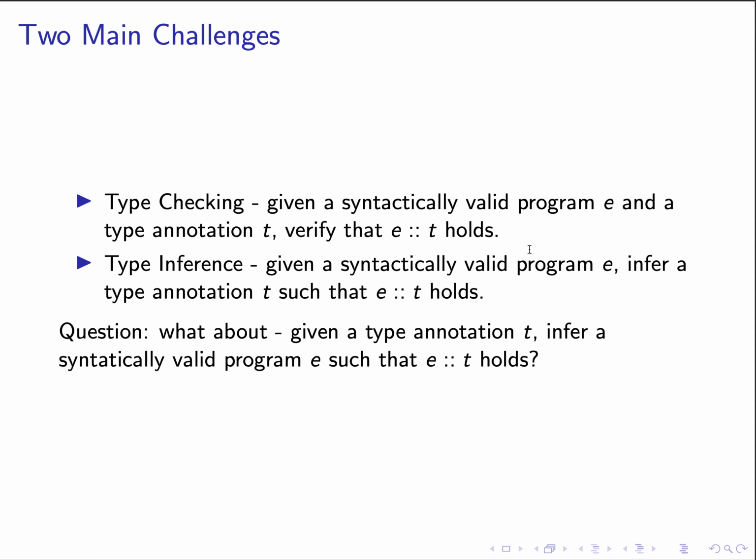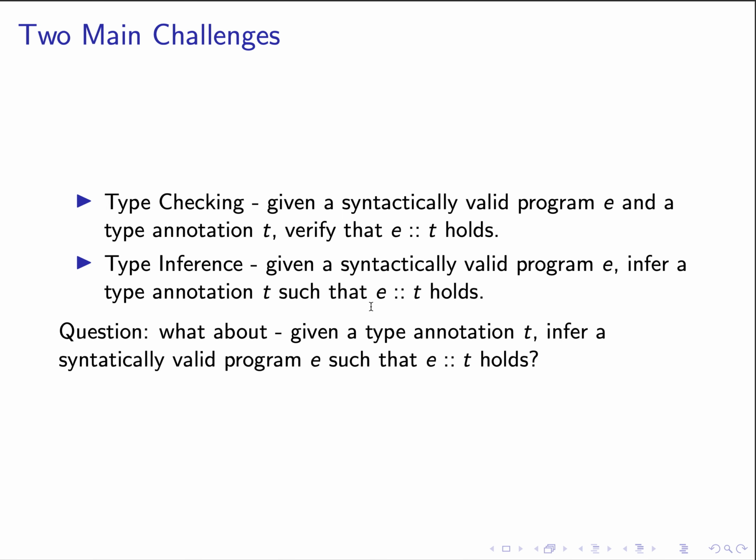There are two main challenges or two main tasks that you need to perform. One is that given a syntactically valid program E and the type annotation provided by the programmer, to verify that the given program and the type annotation indeed match or hold. The second task that a type system often needs to perform is called type inference, that is, given a syntactically valid program E, in the absence of type annotation T, we try to produce the T such that T is the right type matching program E.